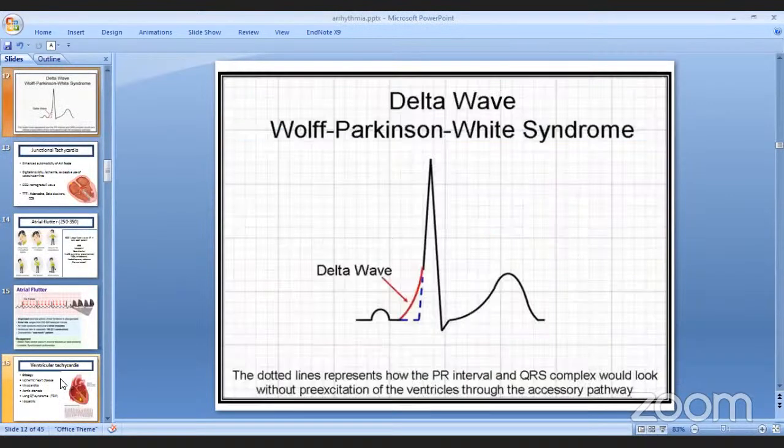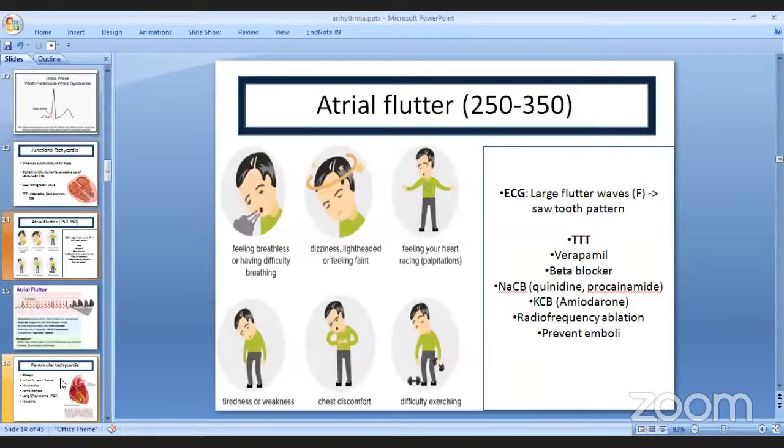Now let's talk about atrial flutter. Atrial flutter is also a regular tachycardia. Unlike atrial fibrillation, atrial flutter is regular. Atrial fibrillation is different. In atrial flutter the heartbeat is regular, and the rate is not as high as in atrial fibrillation.